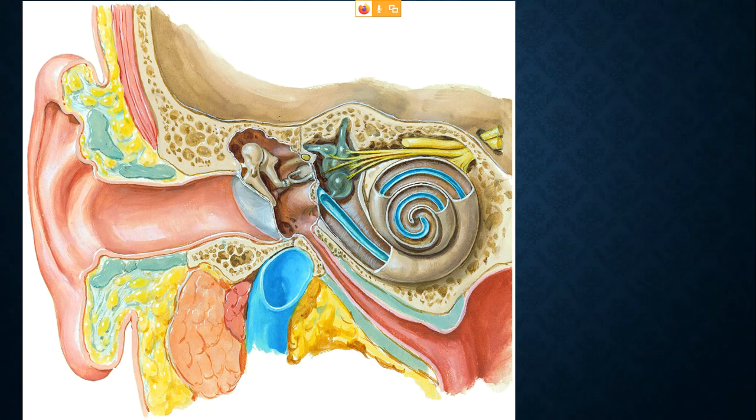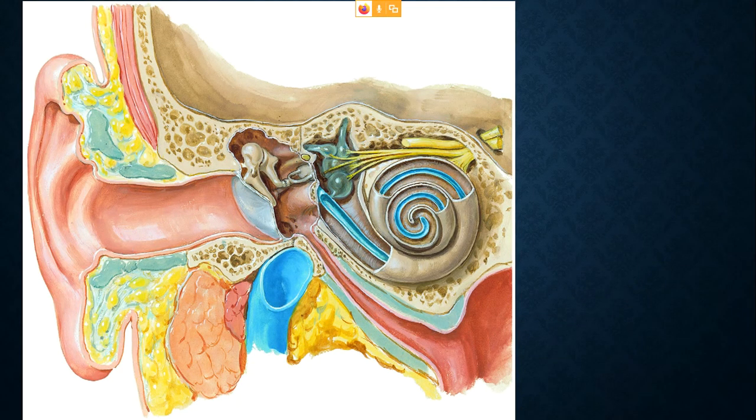Then the constrictions which we can identify: the external acoustic meatus presents two constrictions. One is at the junction of the bony and the cartilaginous part. Here you can identify a small constriction, and another at the isthmus of the bony part, which lies 2 centimeters deep to the concha. Here also you can identify another constriction.